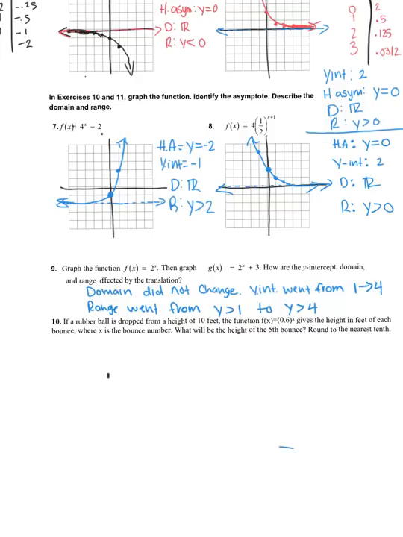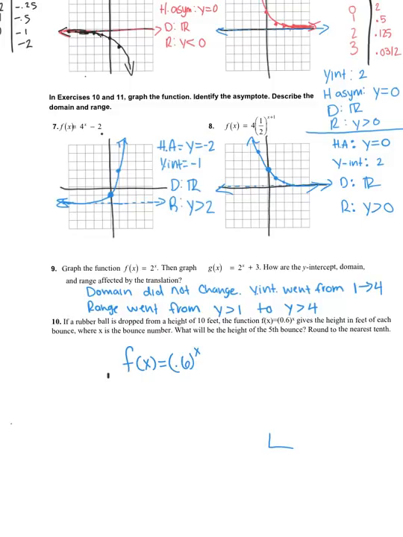Okay, so this last question says, if a rubber ball is dropped from a height of 10 feet, the function f of x equals 0.6 to the power of x gives the height in feet of each bounce where x is the bounce number. What will the height be after the 5th bounce? Round to the nearest 10th. Okay, so this is pretty simple. We have f of x equals 0.6 to the power of x, and we know that this is going to be decreasing since my b value is between 0 and 1. It's decreasing the height after each bounce.